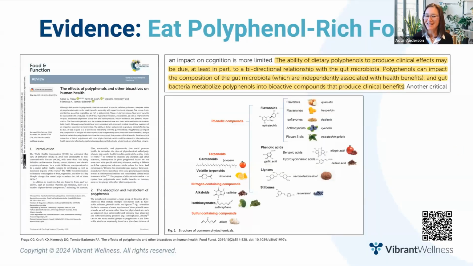Here is a 2019 review article titled "The Effects of Polyphenols and Other Bioactives on Human Health." The article points out that, quote, "The primary mechanism of action of polyphenols was originally thought to lie in direct antioxidant effects. But impact goes beyond this. There is a bidirectional relationship between polyphenols and the gut microbiome. Specifically, polyphenols can modulate the composition of an individual's microbiome.